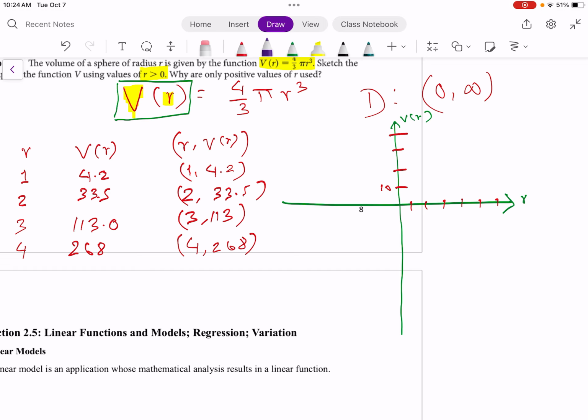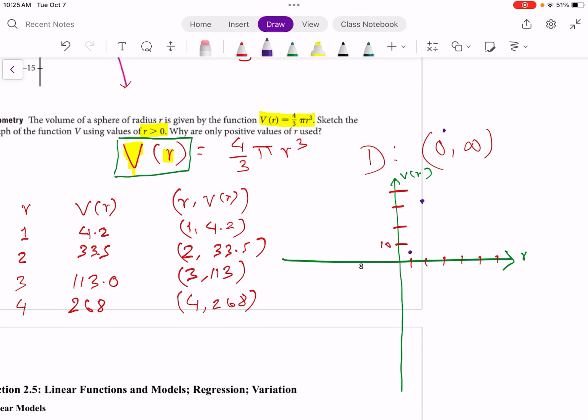So 4.2 somewhere here. 33.5, okay, somewhere here. Yeah, it looks like we may not get a perfect graph here. 113, so somewhere here, let's say. Okay. 268, maybe somewhere here, let's say. Okay, now let's connect this graph.